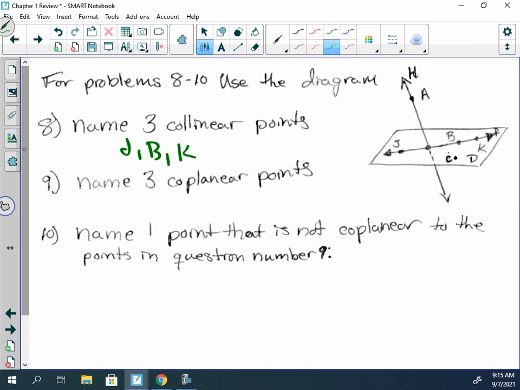So 9 is 3 coplanar points: J, C, K, B, because those are the 4 main points that have been labeled on the plane. And one point that is not coplanar to the points in question 9 would be. Okay. Any questions on this here so far?